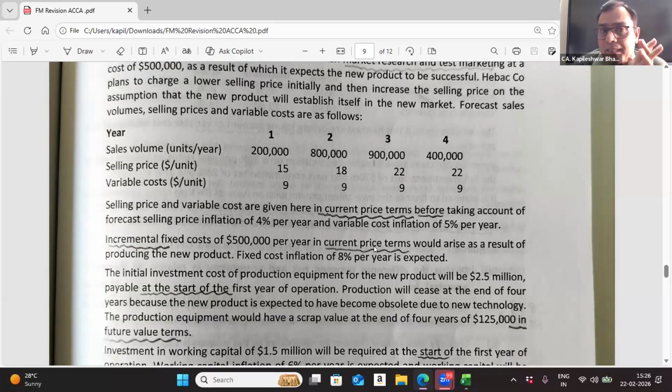Then he says H plans to charge a lower selling price initially and then increase the selling price on the assumption that the new product will establish itself in the new market.